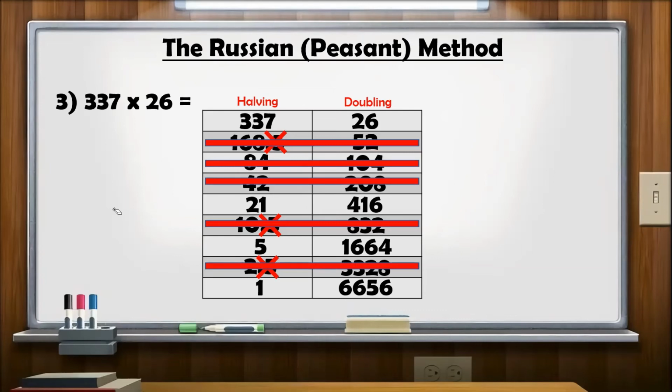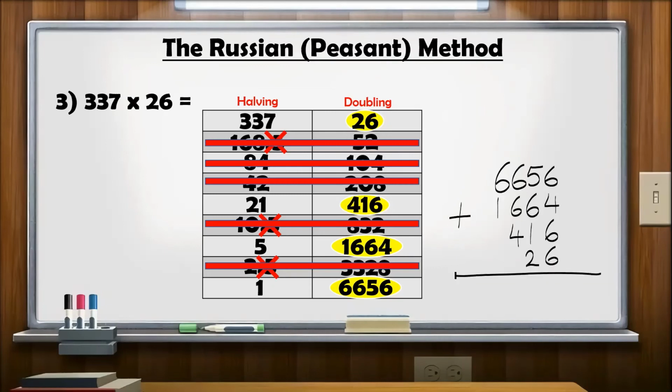row. Once I have eliminated the even numbers from my left-hand column, and I've eliminated the rows, the numbers remaining in my right-hand column are the ones I'm going to add up together to get my final answer. So these numbers being 26, 416, 1,664, and 6,656. So I'm going to use column addition to get my final answer. So 6,656 plus 1,664 plus 416 plus 26.